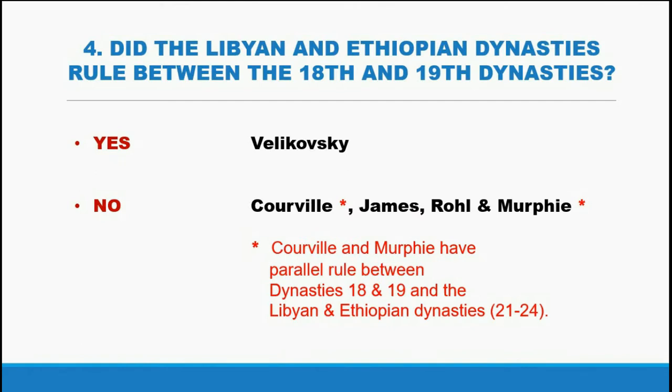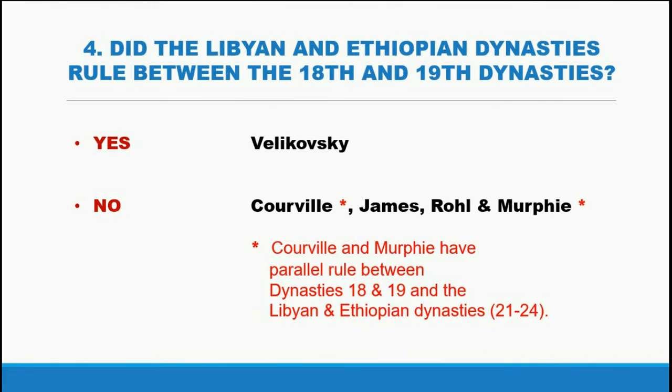Velikovsky relied on what I refer to as synchronistic evidence to make his case. That is, evidence synchronizing events in Egypt with those in other nations, such as the Hittite Empire, as well as Syria and Israel. The other revisionists, in particular Peter James and David Roll, put the greatest weight on connecting evidence, mainly from Egypt, showing Dynasty 18 was immediately followed by Dynasty 19.